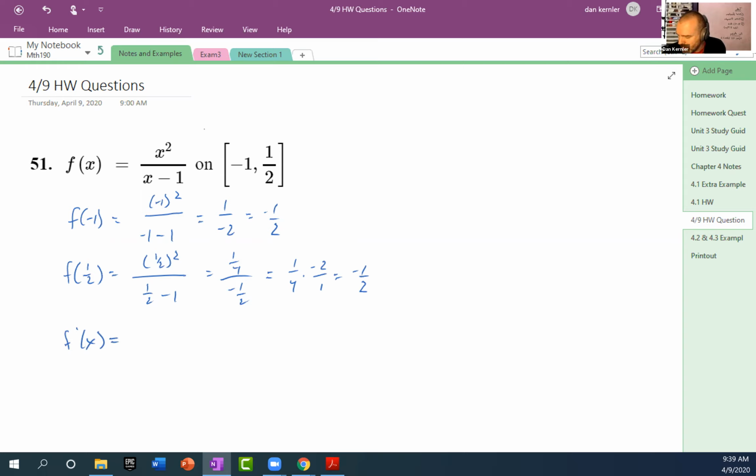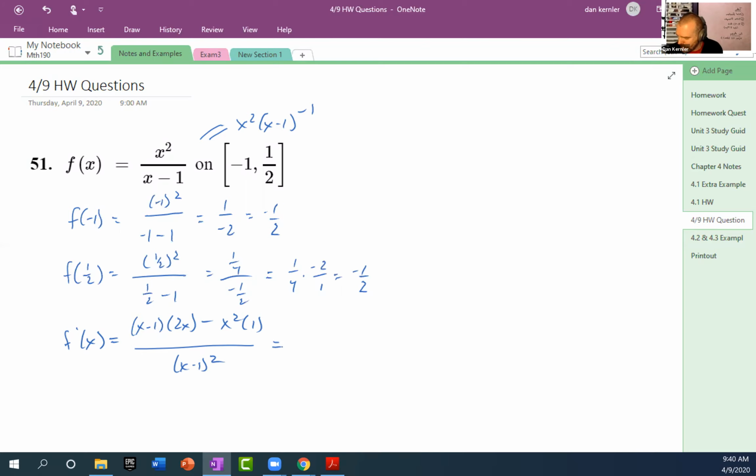The only other option would be to write it as x squared times x minus 1 to the negative first, and then do product rule. I think that actually would be a bad idea. I think it's better to have one fraction. And so just the quotient rule. So that would be x minus 1 times 2x minus x squared times 1 all over x minus 1 squared.